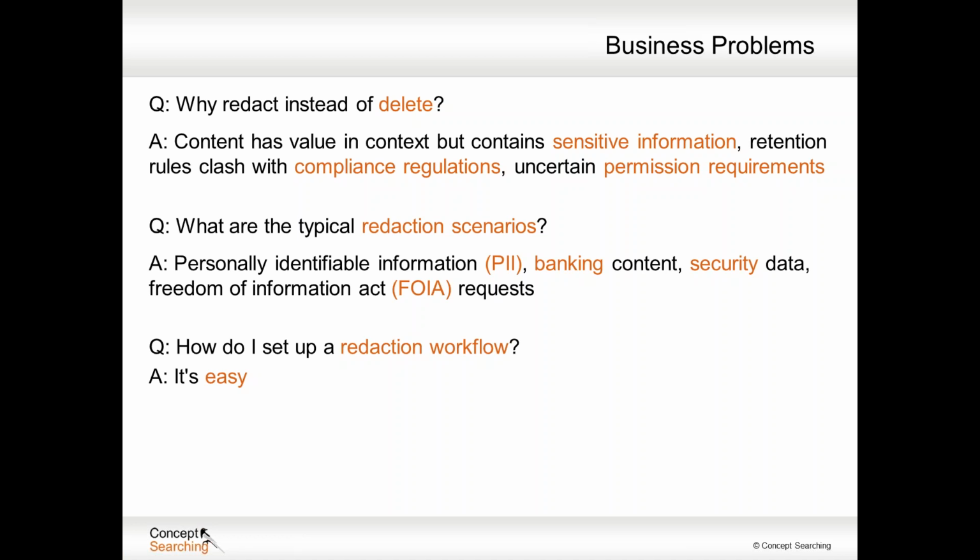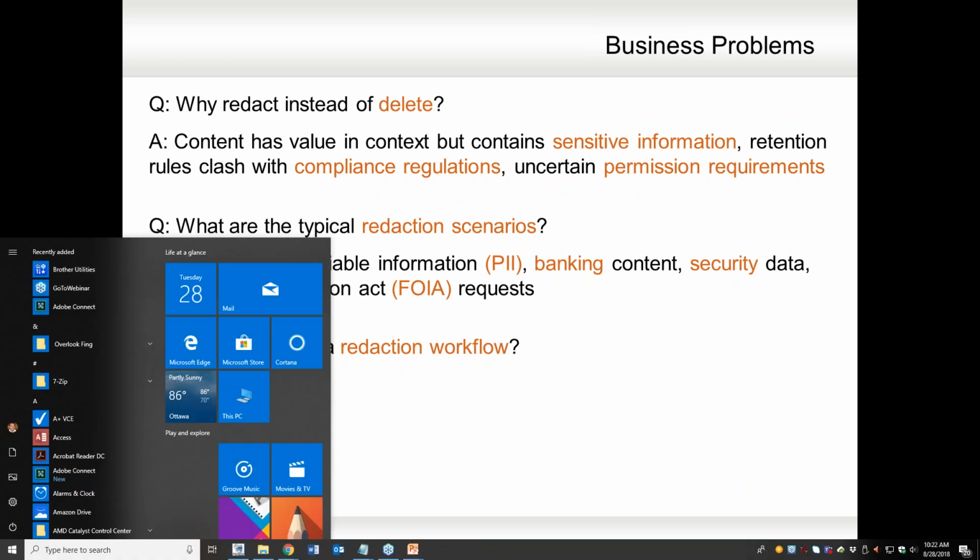So what are our typical redaction scenarios? Well, of course, PII. Credit card numbers are also important with banking content, but also security data, who has access to what, and sometimes we get Freedom of Information Act requests where we want to remove some of the things that could be potentially sensitive before we deliver it to the agency or person who asked for that request. So how do I set up a redaction workflow? Let's have a look.